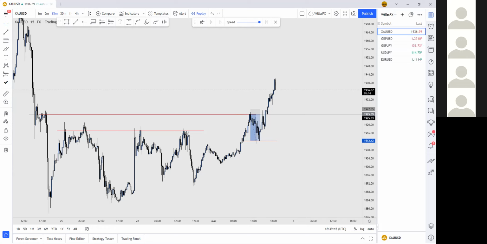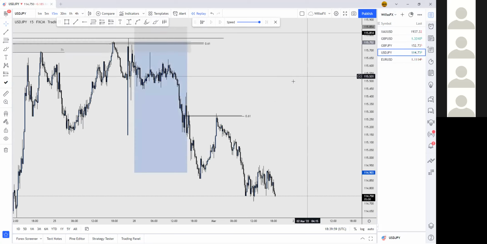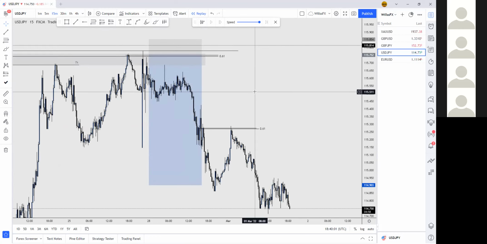Okay, are there any particular pairs that work best on this strategy? I'd say I've tested it most myself on gold and GU mostly, but I found it works very, very nicely on USD JPY.